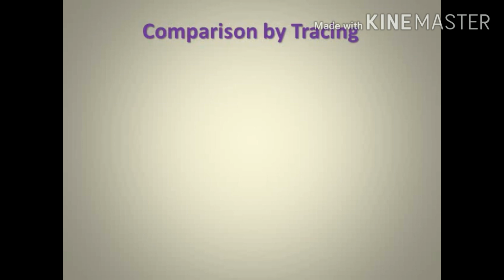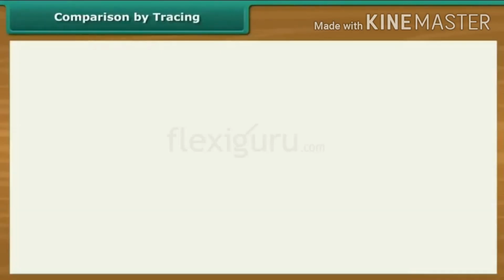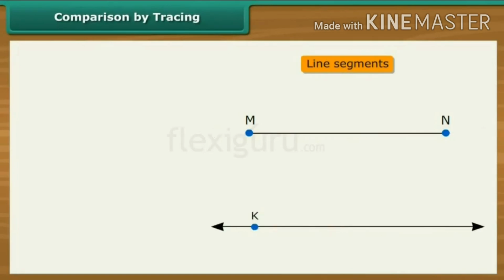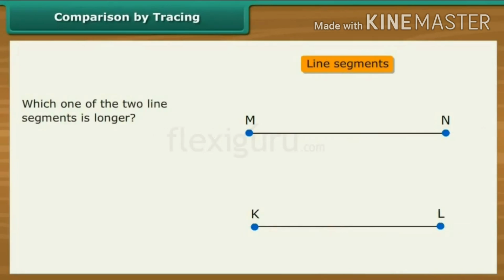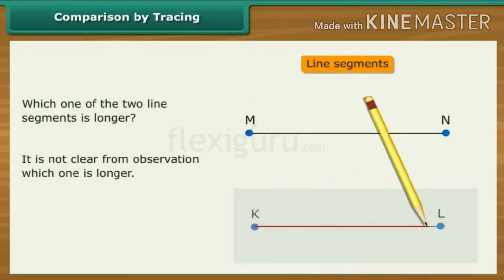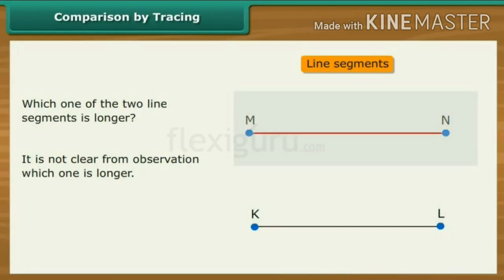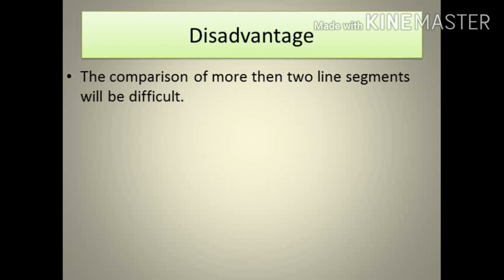Now, let's go to the second step, that is comparison by tracing. Look at the two line segments MN and KL. Which one of the two line segments is longer? It is not clear from observation which one is longer. Therefore, trace KL on a tracing paper. Place it on MN. It is clear that KL is smaller than MN. Hence, MN is the longer line segment. But the disadvantage of this method is that comparison of more than two line segments would be difficult.